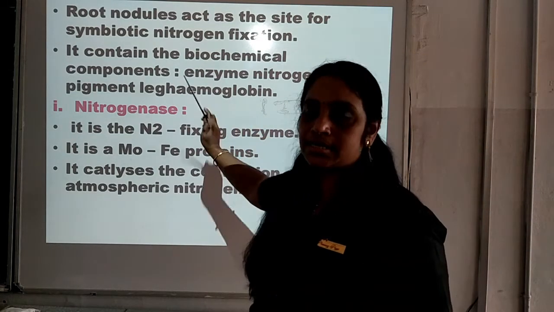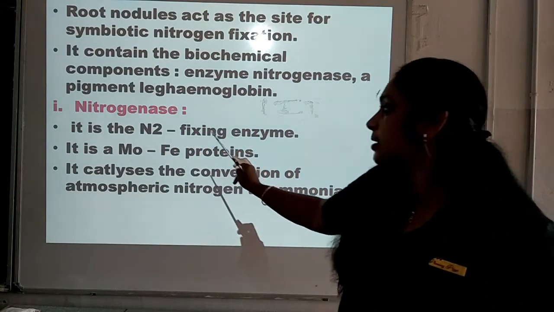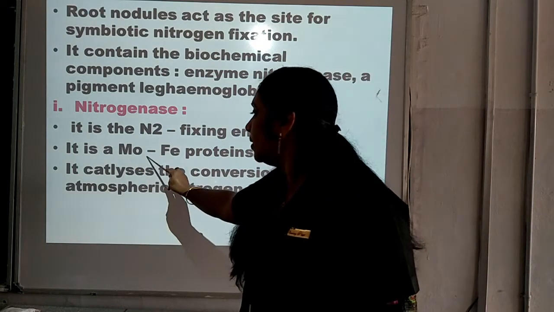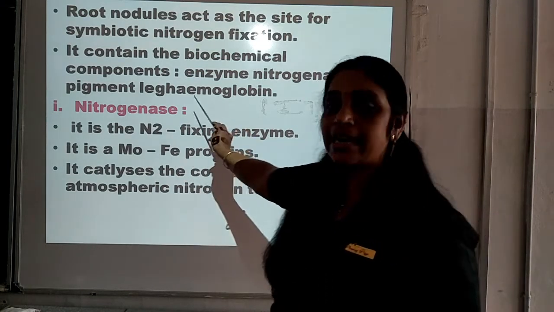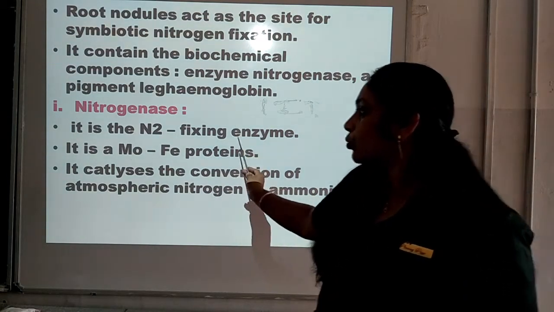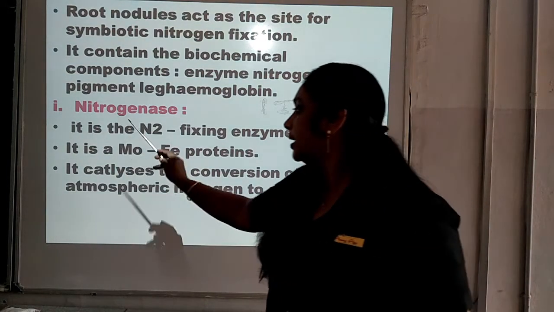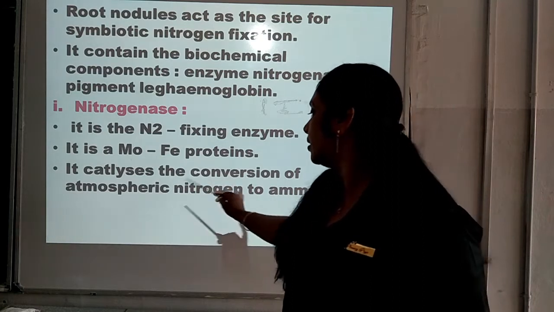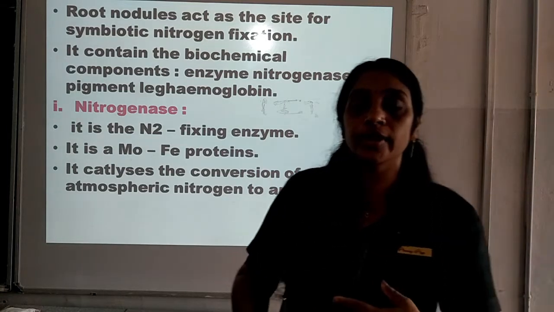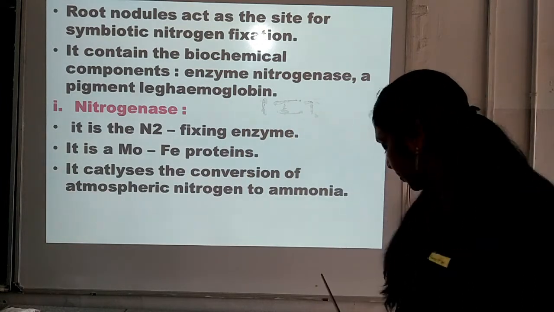Now, the first one is enzyme nitrogenase. We can see what it is. Nitrogenase is the N2 fixing enzyme, that is, the nitrogen fixing enzyme. Number 2, it is a molybdenum iron protein. So, what is the nitrogenase enzyme? It is a protein in which molybdenum and iron are the components present, and it catalyzes the conversion of atmospheric nitrogen to ammonia. That is the function of nitrogenase enzyme.